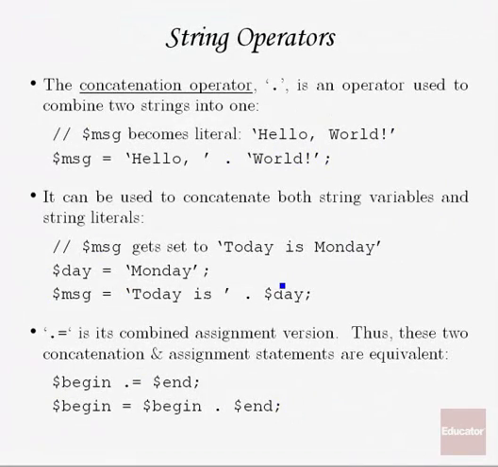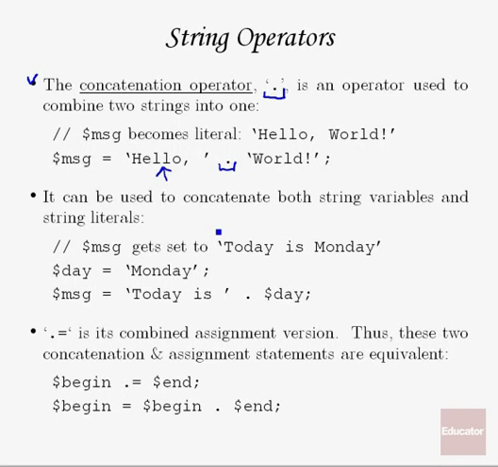So now we're going to talk about string operators. Basically, there are two string operators. There's one string operator known as the concatenation operator, and then it has a combined assignment version, just like the arithmetic operators. The concatenation operator is simply a period, and it's an operator that is used to combine two strings, or concatenate two strings together. It's a binary operator.